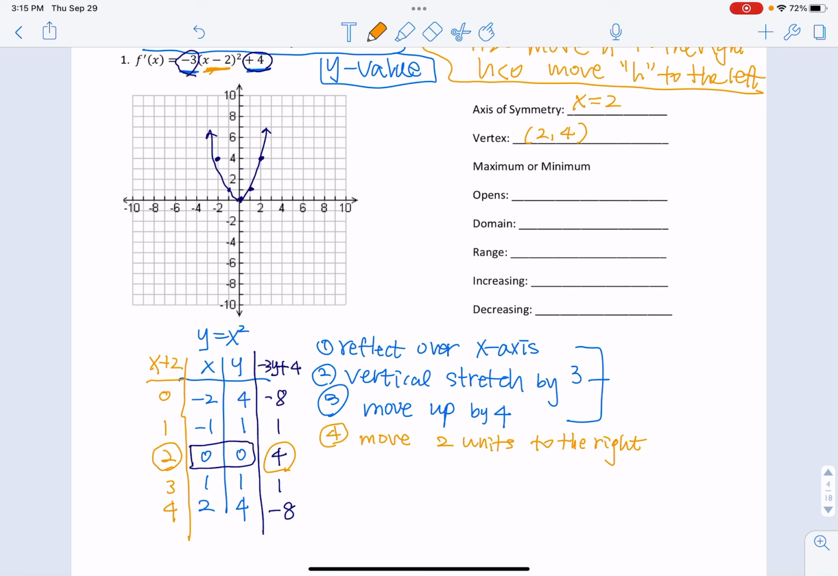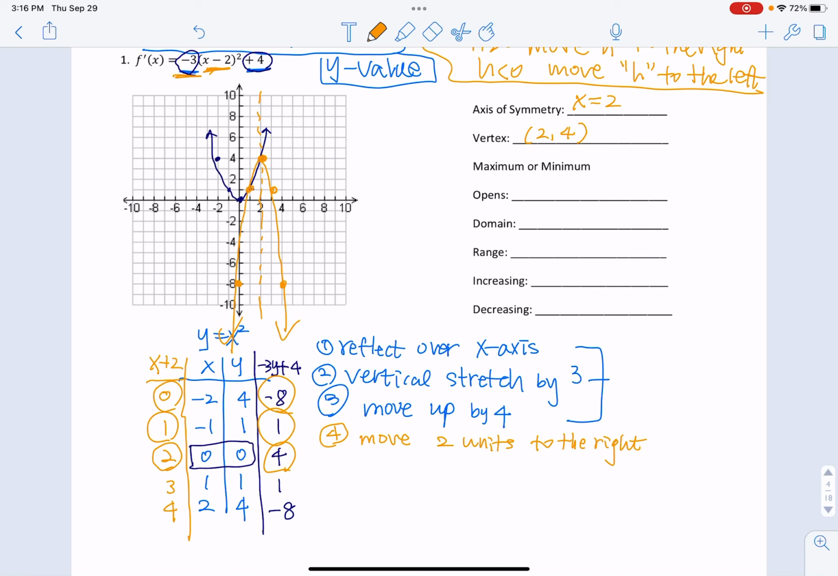And since the parent graph opens upward, our new graph, because of the negative 3, is a reflection over the x-axis. So it will open downward. The 2, 4 is the vertex here. And then 1, 1, 0, negative 8. And with the axis of symmetry here, you can just find the reflecting points. And then the new graph looks like this, open downward.